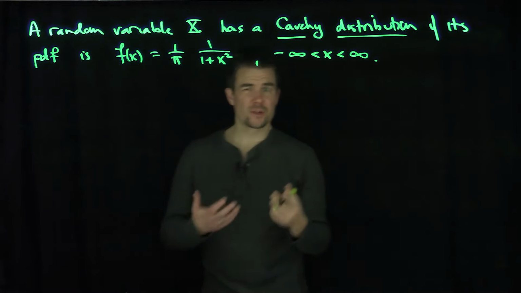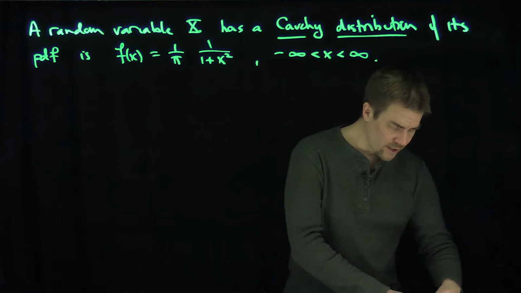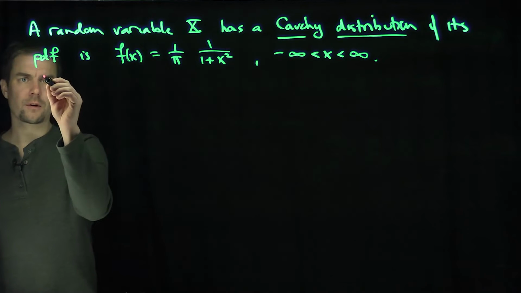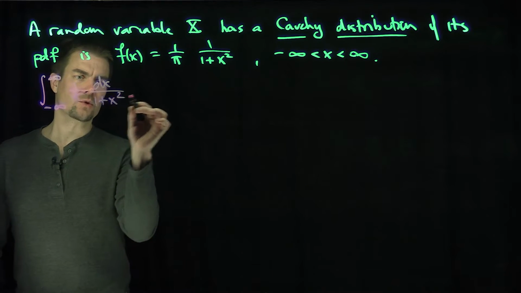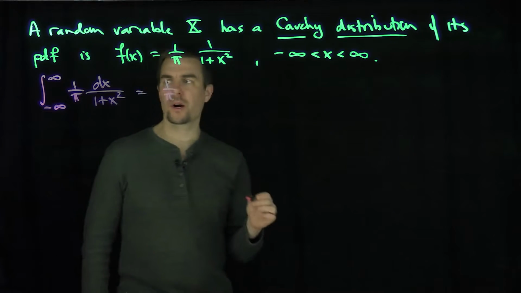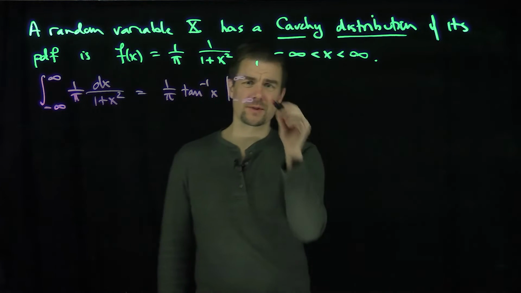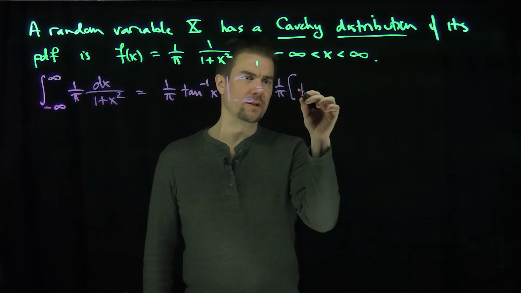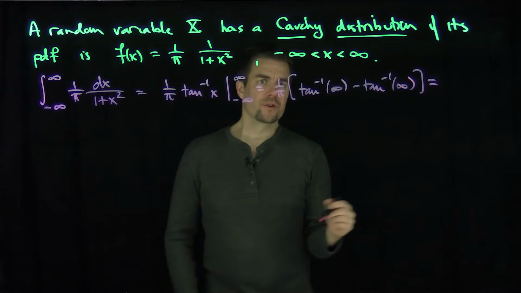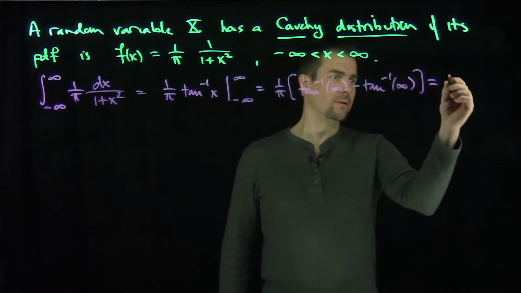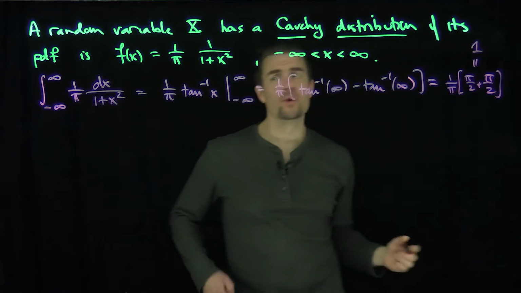Let's first check to make sure this actually is a PDF. Clearly this function f is non-negative, so that's the first condition we need for a PDF. The second condition we need is that it integrates to 1. So let's check that. The integral from negative infinity to infinity of 1 over pi dx over 1 plus x squared gives a 1 over pi. An antiderivative of 1 over 1 plus x squared is tangent inverse of x, evaluated from negative infinity to infinity. I'm taking limits here, but we can note that I'm going to have tangent inverse of positive infinity minus tangent inverse of negative infinity. The tangent inverse of positive infinity is pi over 2, and this is negative pi over 2, so I get a total factor of 1 over pi, and then pi over 2 plus pi over 2. So we do indeed see that this is equal to 1, and we do have a valid PDF.